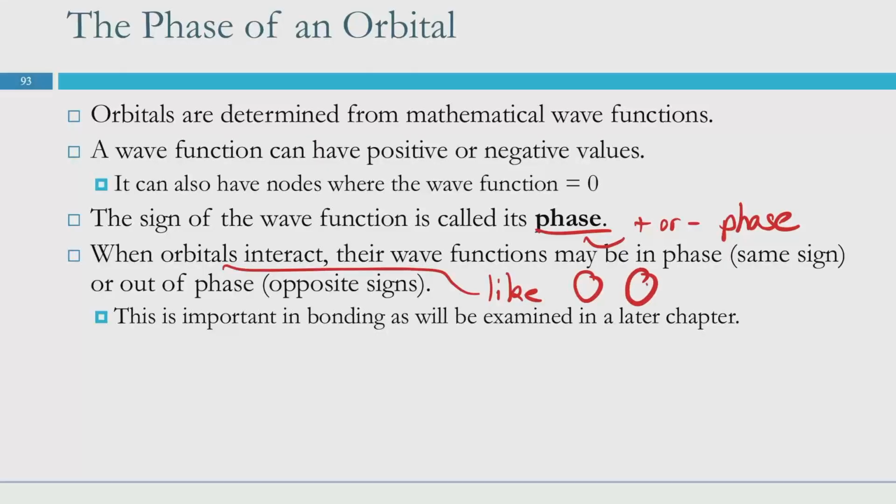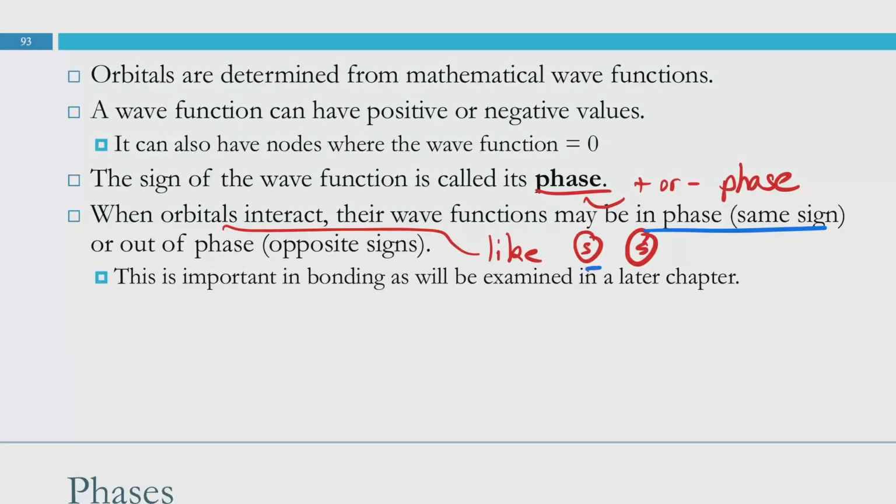like an s orbital from one atom interacting with an s orbital of another one, they can be in phase if they're both positive, or they could be out of phase. They could also both be negative, I suppose. So this would be where one is positive and one is negative. If they have opposite signs, they're not going to get along and they're not going to bond. And we'll talk about bonding, I think, in 2 chapters from now.